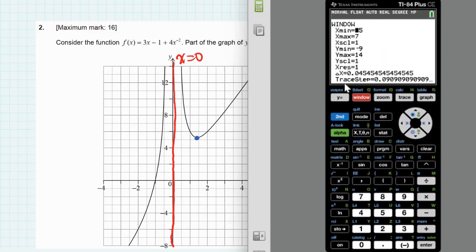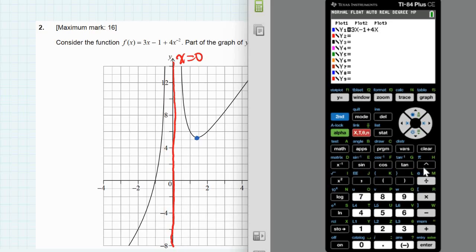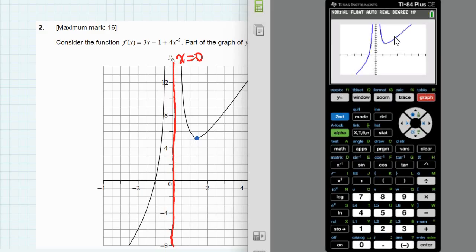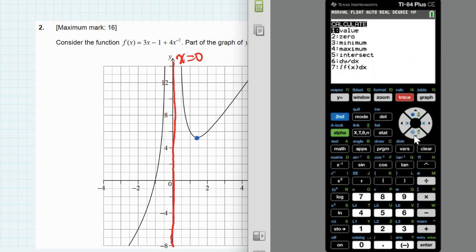I already set my window following the picture. Let's input it to our calculator. We have 3x minus 1 plus 4x to the power of negative 2. And then graph. There you go. This is our local minimum. Let's find the minimum. Second trace, minimum.